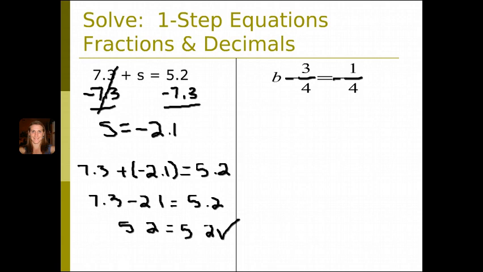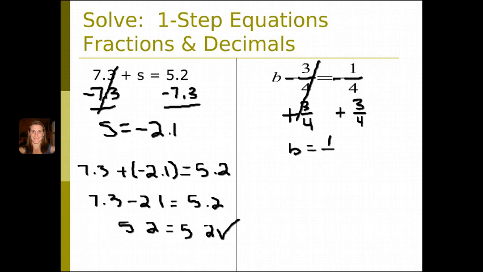Sorry about that. So we have a b that we need to get all by itself, and we have a negative 3/4. To get rid of a negative, I need to add 3/4 to both sides. The left side cancels out. We're left with b equals, and in your calculator, if you do negative 1/4 plus 3/4, you will get a positive 1/2.